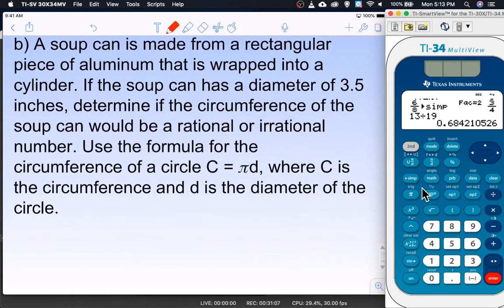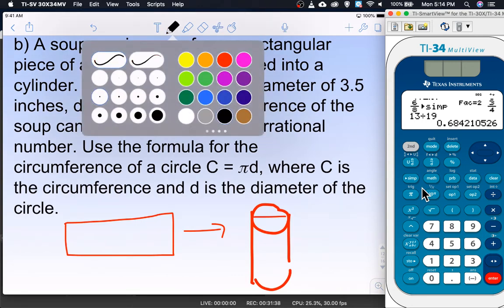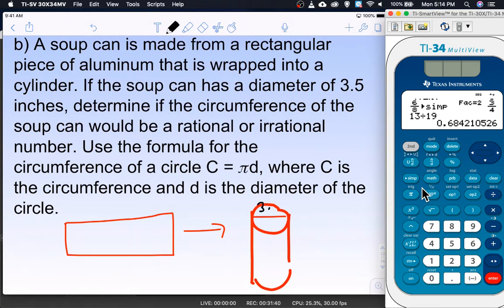So I'm a fan of drawing pictures. It talks about having a rectangular piece of aluminum that's wrapped into a cylinder. So if you could imagine a soup can, we have this big rectangle, and then the machine takes this and kind of forms it into that shape. It kind of wraps it up. The soup can has a diameter of 3.5 inches. Okay, so let's see. Here's my soup can. I'm labeling stuff. That's my picture. And I'll change color. This diameter is 3.5 inches.